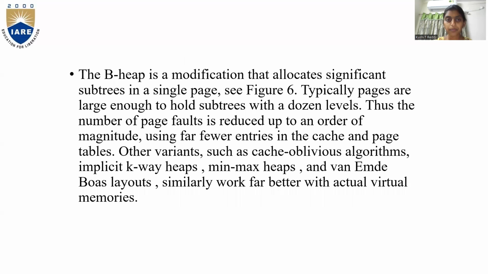The B-heap is a modification that allocates significant subtrees in a single page. Typically, pages are large enough to hold subtrees with a dozen levels. Thus, the number of page faults is reduced by up to an order of magnitude, using far fewer entries in the cache and page tables. Other variants such as cache-oblivious algorithms, implicit k-way heaps, min-max heaps, and Van Emde Boas layouts similarly work far better with the actual virtual memory.